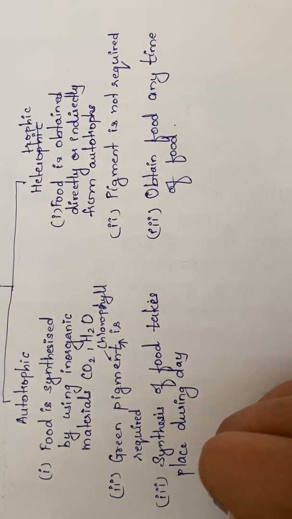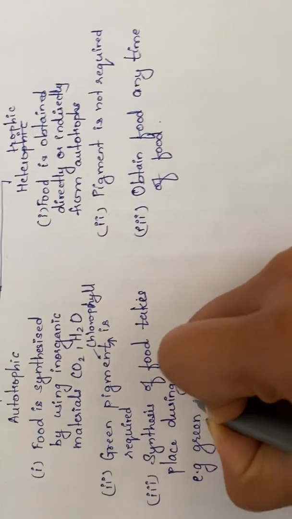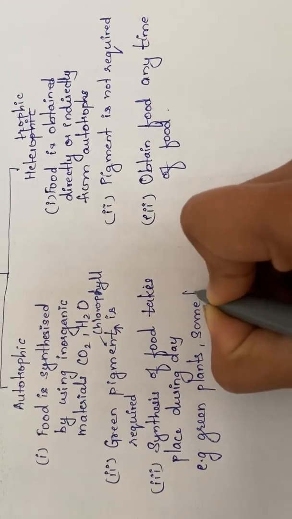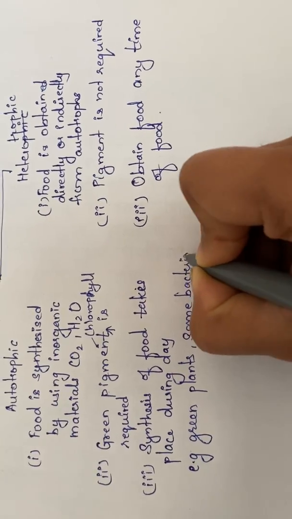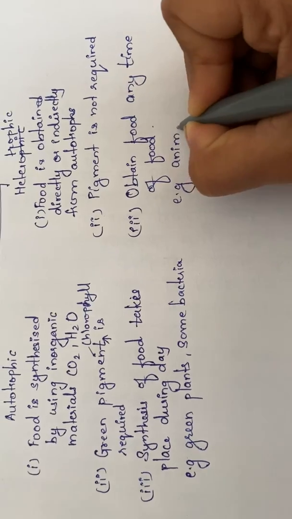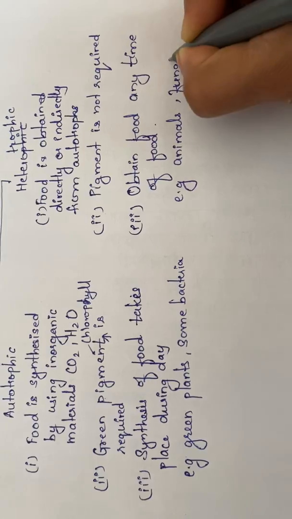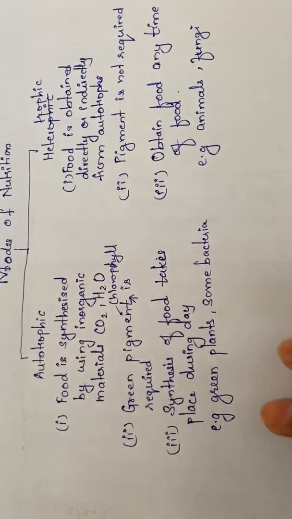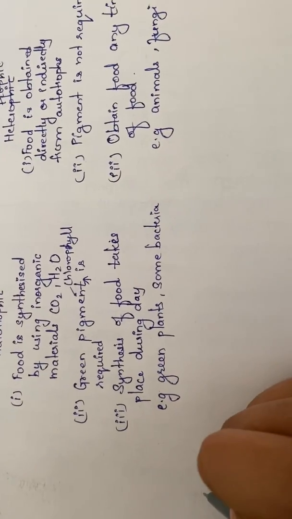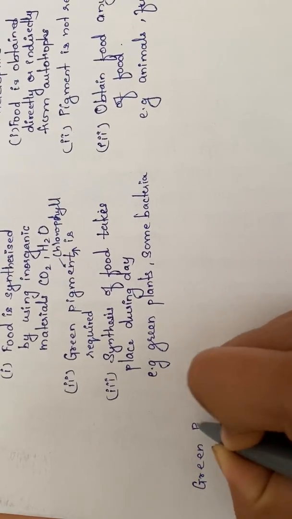Here autotrophs, you know the examples, are green plants and some bacteria. And heterotrophs, you know the examples, are animals and fungi. Now as I said, today we are going to discuss only the autotrophic mode of nutrition. We shall discuss how in green plants the autotrophic mode of nutrition takes place.